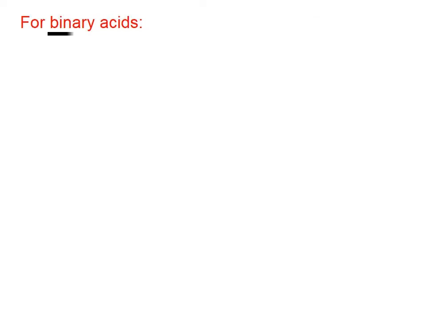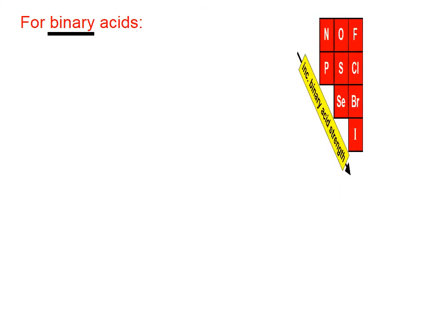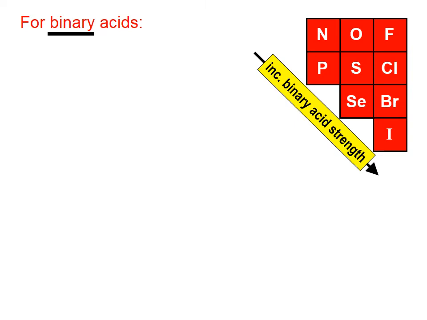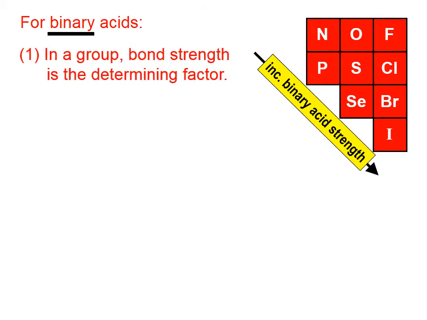Let's tackle binary acids, which you recall are acids that contain hydrogen and one other element only. I've summarized the trend for binary acid strength here in the upper right corner. That's the first thing to know: what happens to binary acid strength when hydrogen is combined with any of these elements. The binary acid strength increases going down and to the right. But let's talk in a little more detail.